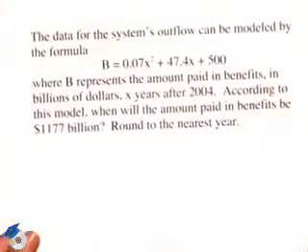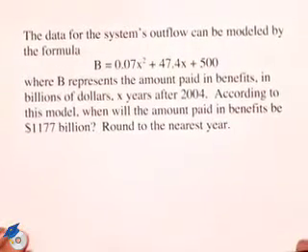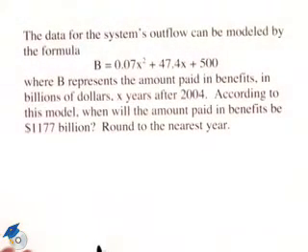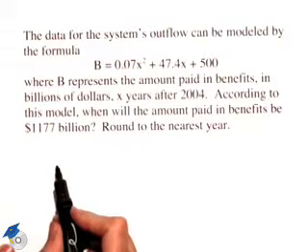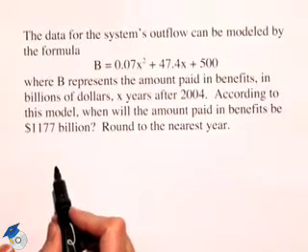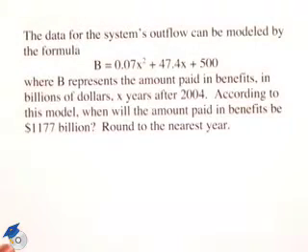that says the data for the system's outflow can be modeled by this formula. B is equal to 0.07x squared plus 47.4x plus 500, where in this case B represents the amount paid in benefits in billions of dollars, x years after 2004. According to this model, when will the amount paid in benefits be $1,177 billion? Round to the nearest year.